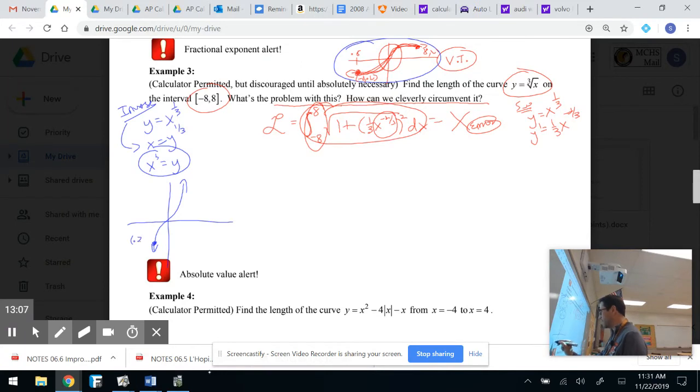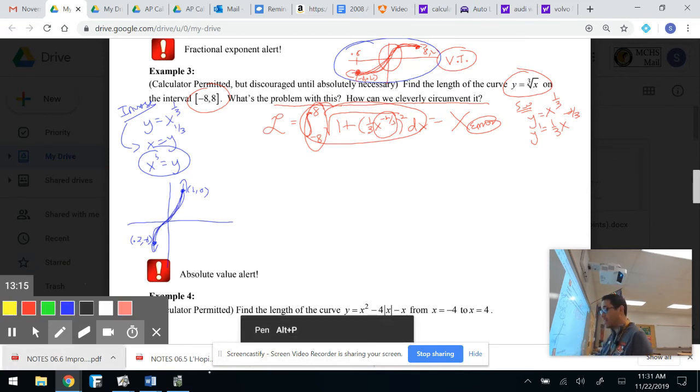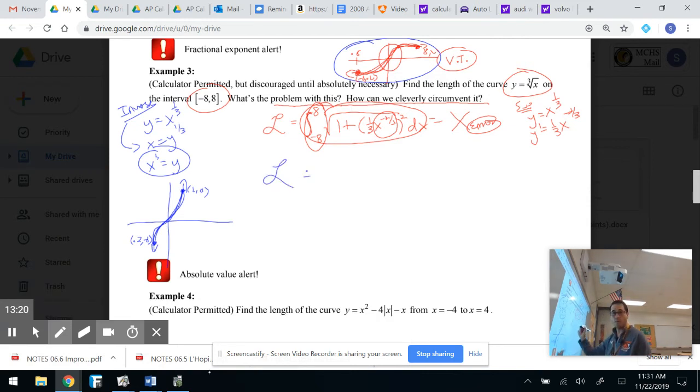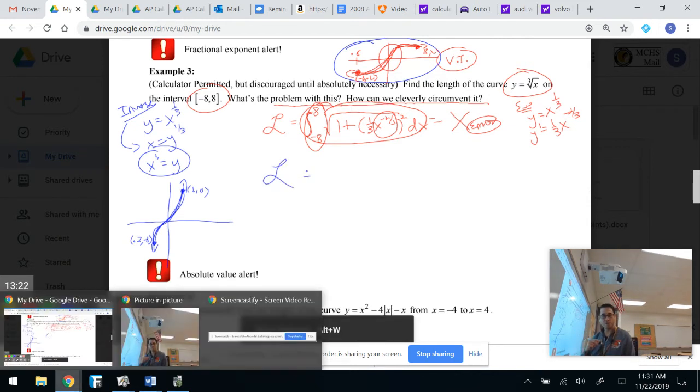Well, that would be the inverse, right? We flip those points, right, class? That's what happens on inverses. So I need to find that. Oh, okay. And guess what? It will give you the same exact arc length. Ah, that was cleverly circumvented. All right, here we go.